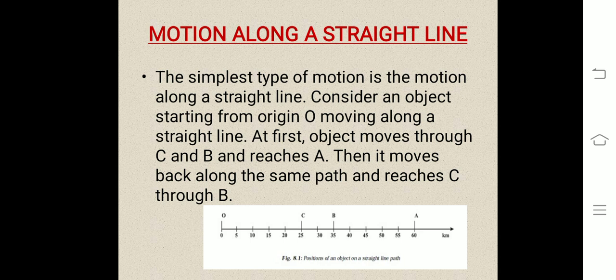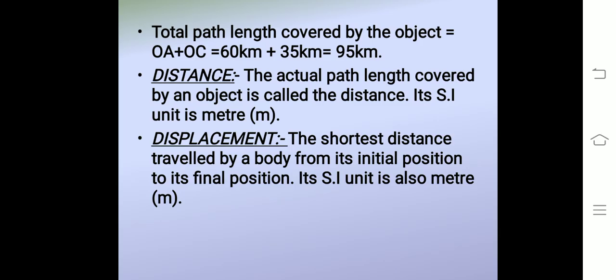Now, after reaching A, it moves back along the same path and reaches C through B by covering how many kilometers? Yes, 35 kilometers. Now, the total path length covered by the object is equal to OA plus OC, which is equal to 60 kilometers from OA and 35 kilometers from OC, is equal to 95 kilometers. The actual path length which is covered by an object is called its distance. The SI unit of distance is meter.